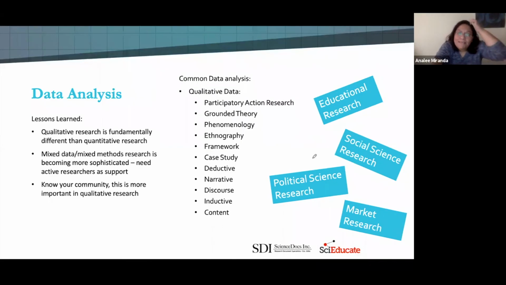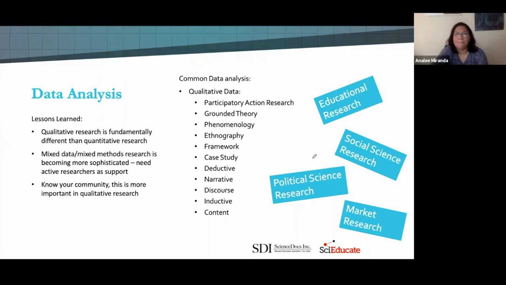For qualitative research, again, it's fundamentally different than quantitative research, but also know that mixed methods research is really becoming more sophisticated. And if you're going to be venturing in that route, you're going to need active researchers in that field for support, because it's changing. I myself was engaged in an educational study just recently where everything was changing almost daily. I was finding new papers. And so it's a very active field, and you really need to know your community in those fields.